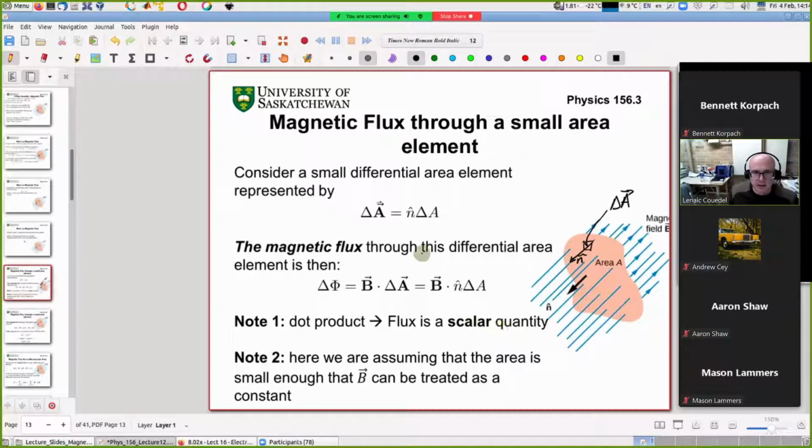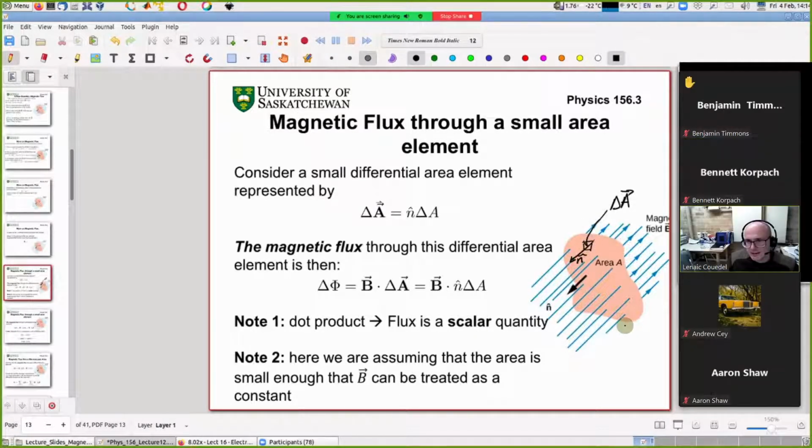Okay, for this calculation, we are making the assumption that in this small area here, B can be treated as a constant. So in the small area here, B is a constant, which is not necessarily the case through the entire surface. Yes, Benjamin?